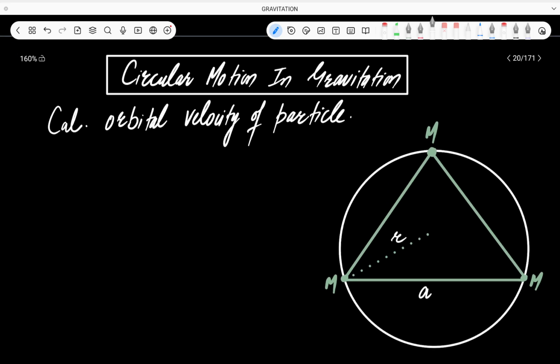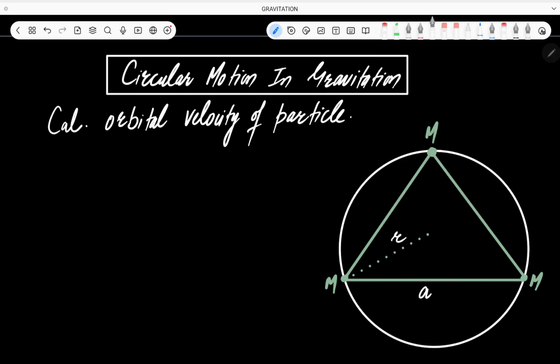Okay, here we have another type of example on the superposition principle, and that is circular motion in gravitation. Again, important questions have been asked in the JEE Mains on this very topic, circular motion in gravitation. Let's try to crack this question.